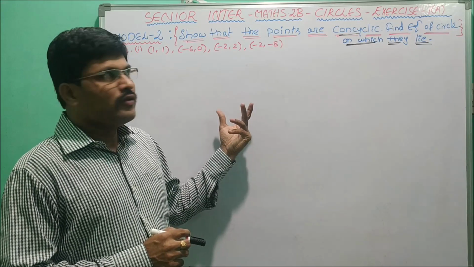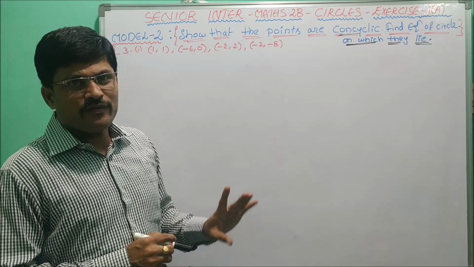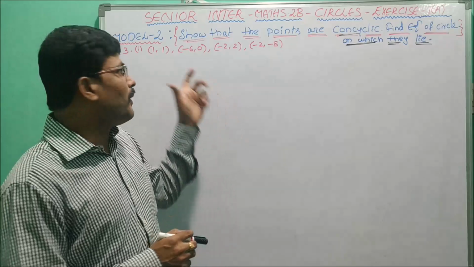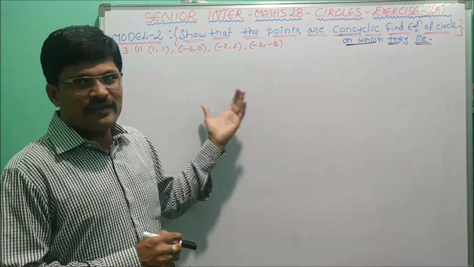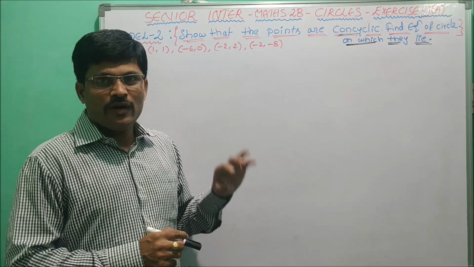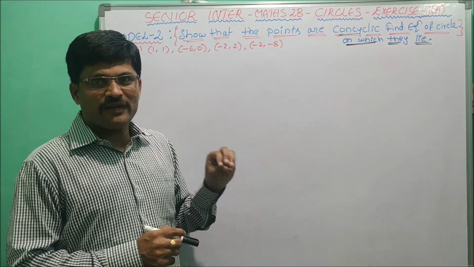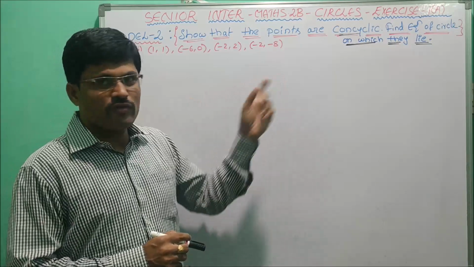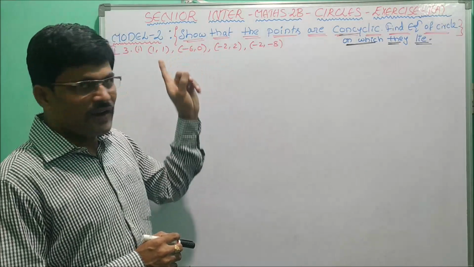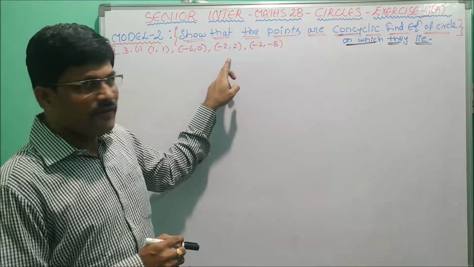Before showing that 4 points are concyclic, first of all we need to find the equation of the circle passing through 3 points. This is the process, already discussed in previous videos: how to find the equation of a circle passing through 3 points. We discussed 4 methods, so here we choose one method. First, find the equation of the circle passing through 3 points.